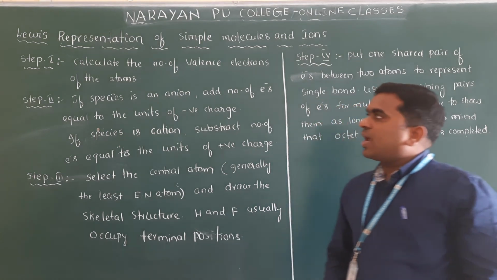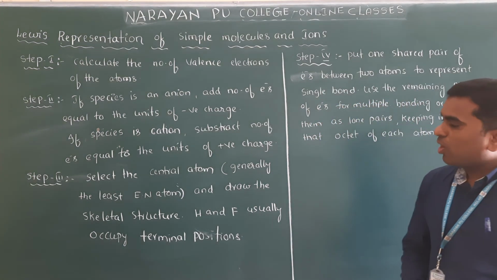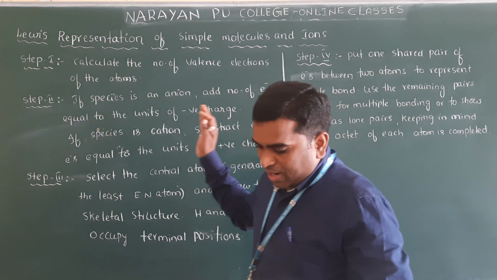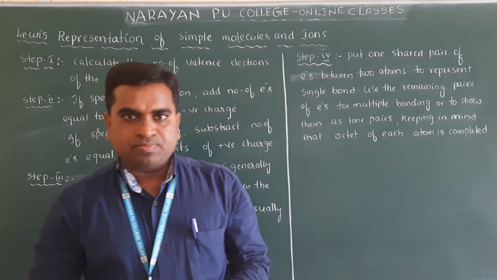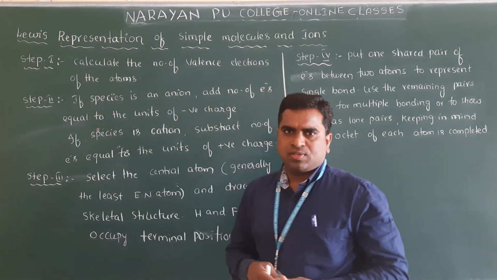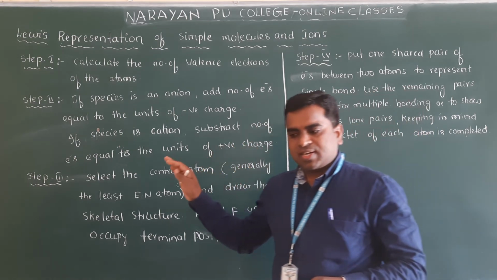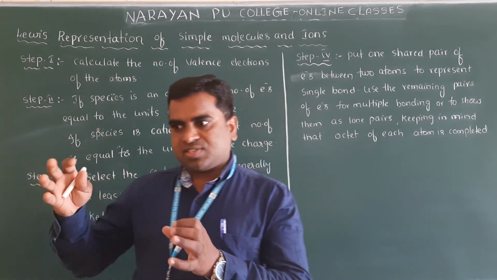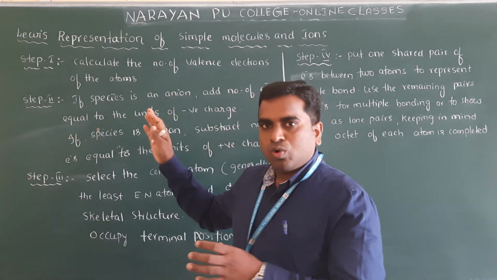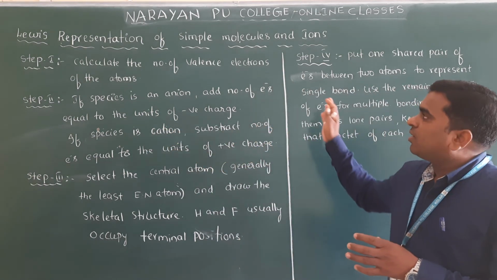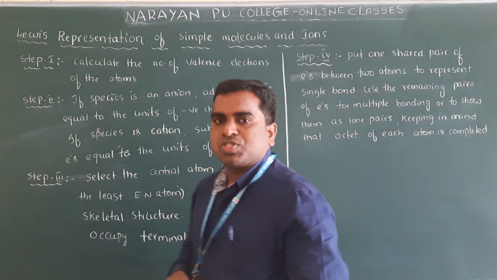To write the Lewis representation for molecules and ions, we have to follow some rules. We have 4 rules. One by one we will discuss, and while writing the Lewis representation, you have to follow each and every rule. So what is the first rule?